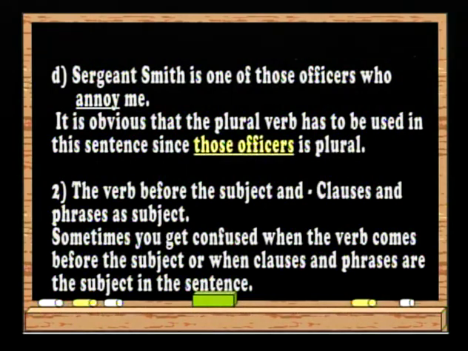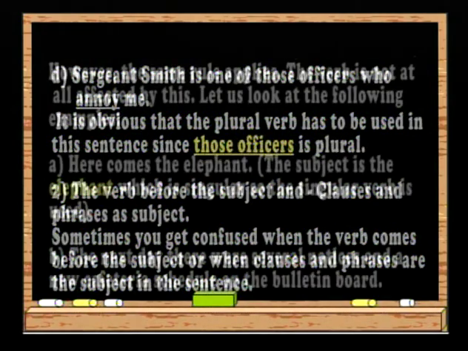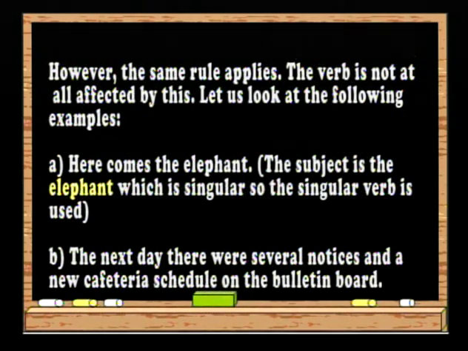2. The verb before the subject and the clauses and phrases as subjects. Sometimes you get confused when the verb comes before the subject or when clauses and phrases are the subject in the sentence. However, the same rule applies. The verb is not at all affected by this. Let us look at the following examples.